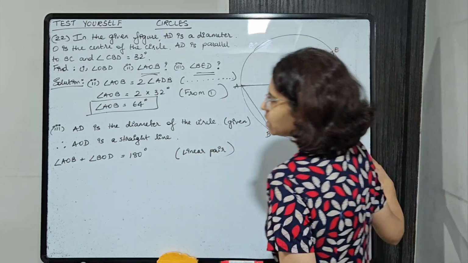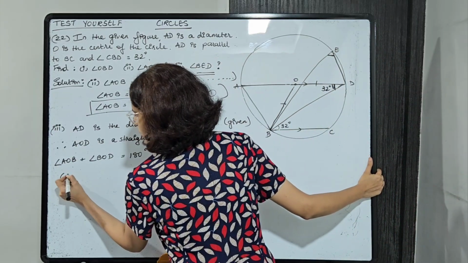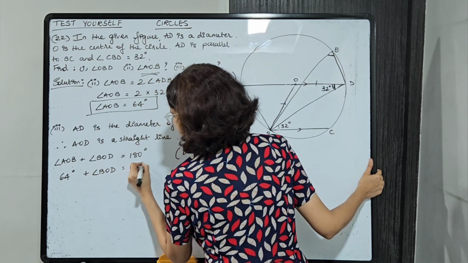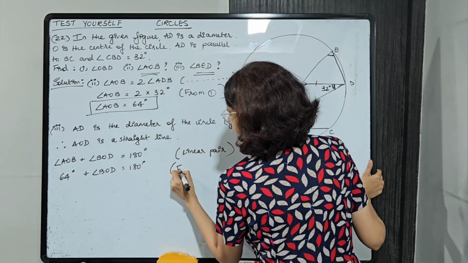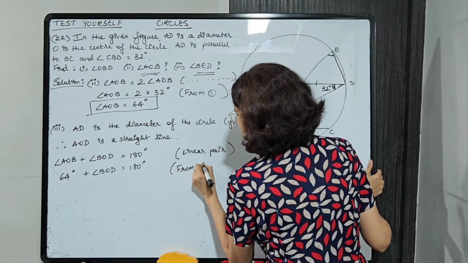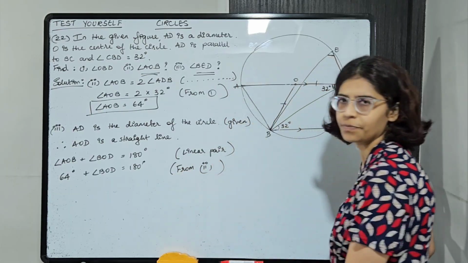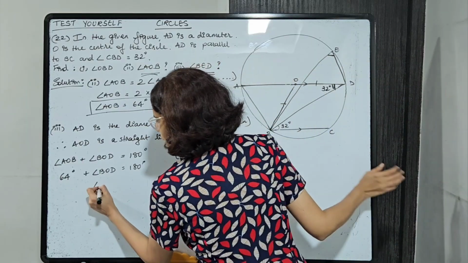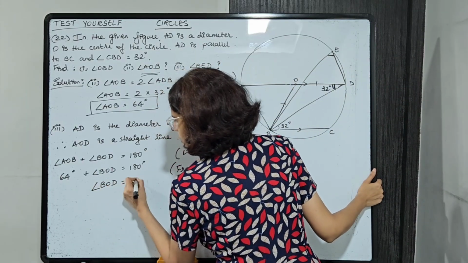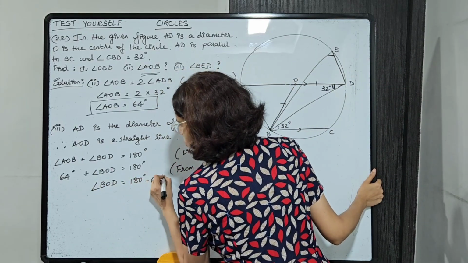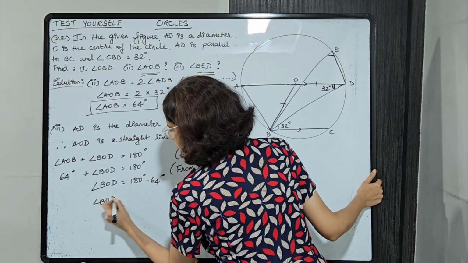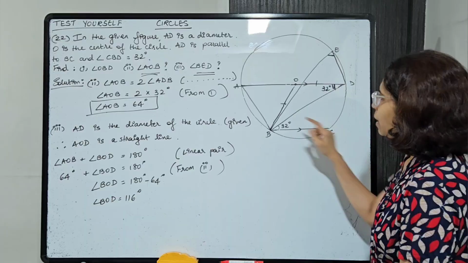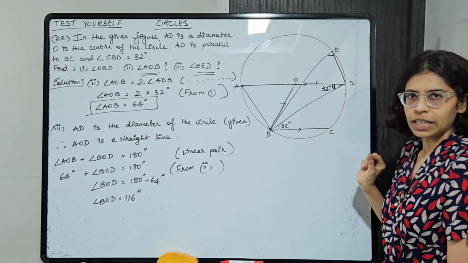The value of AOB is 64. Put 64 degrees, from Roman 2, right? We found the answer in the second part. So angle BOD is equal to 180 minus 64. That is, BOD is 116 degrees. All right, we got BOD. Now let's find out BED.